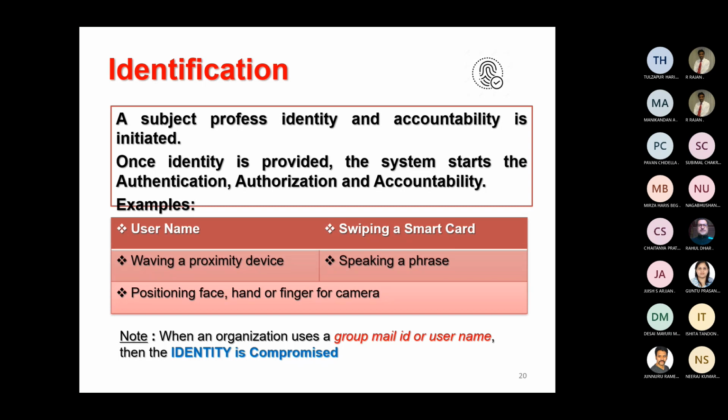So identification, though I've explained to you, quickly I'll tell you. Identification refers to the unique identity, right? The unique identity could be provided using your username, or swiping a smart card, or waving a proximity device, or speaking a phrase, or positioning your face, hand, finger in front of the camera.